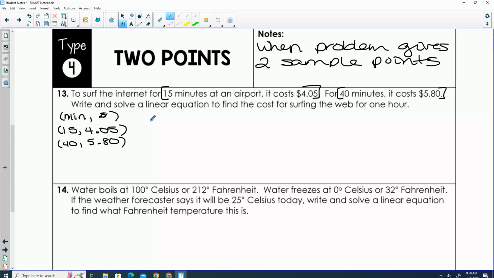Now when I look at it, I have 2 points. How do we find slope between 2 points? Y2 minus y1. So remember things we need to know. Slope is y2 minus y1 over x2 minus x1. So that would be 5.80 minus 4.05 over 40 minus 15.